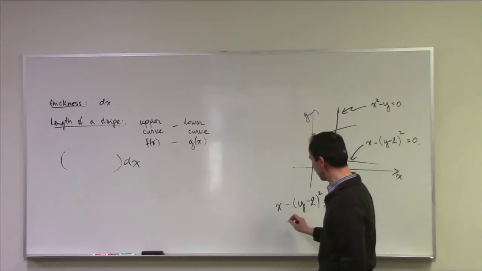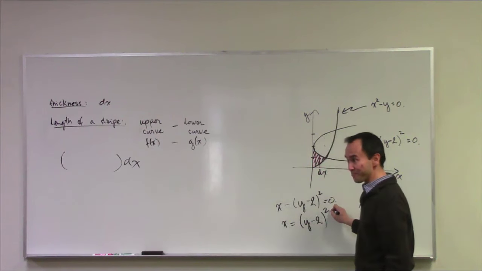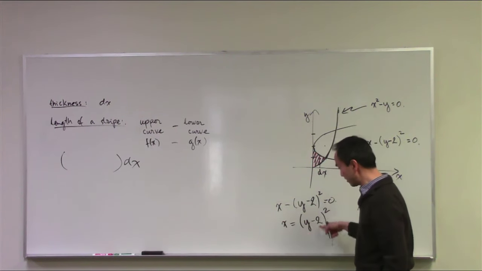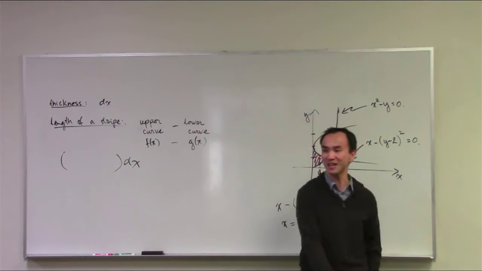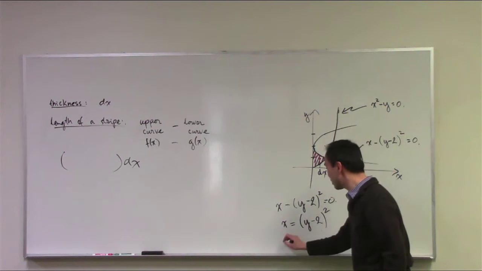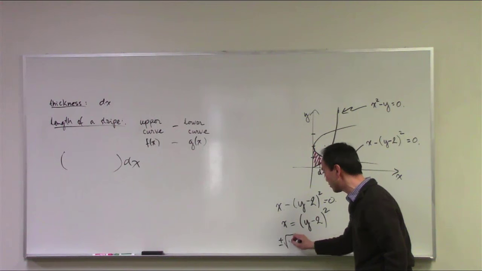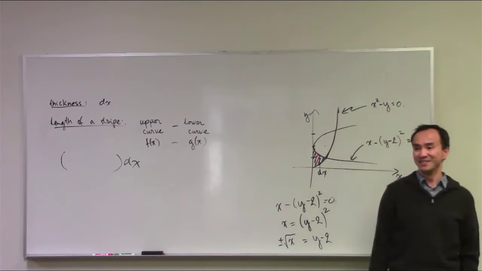So we're going to add that to both sides: x equals (y minus 2) all squared. But we're not quite done yet, because right now in this step it's expressing x as a function of y. We don't want that. We want y as a function of x. We want f of x. Are we good with that? That's why a little more algebra right here. I'm going to take the square root of both sides. When you take the square root of both sides, make sure you go plus and minus square root of x, equals y minus 2. Agree?